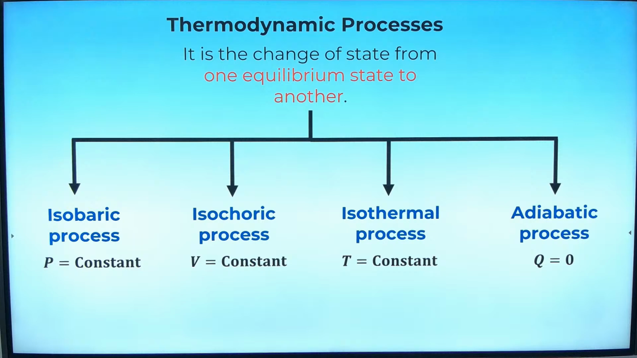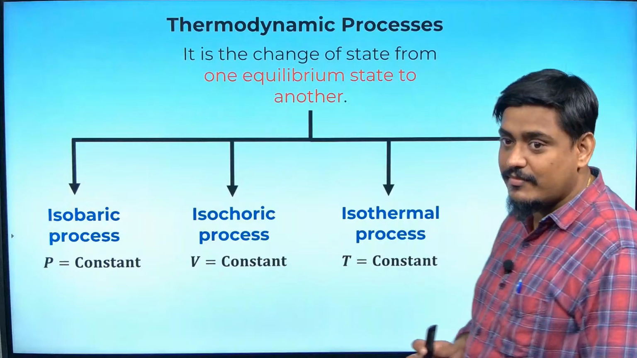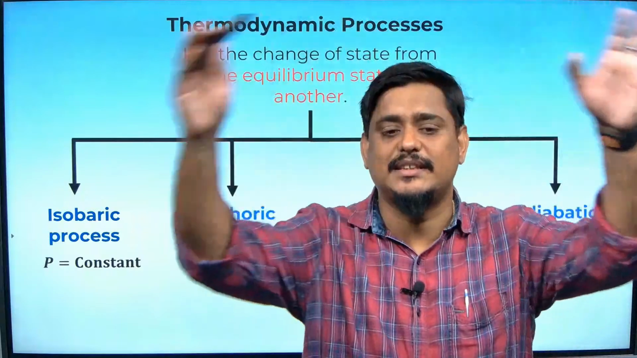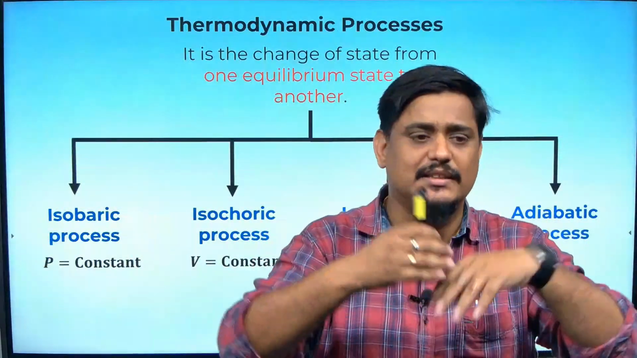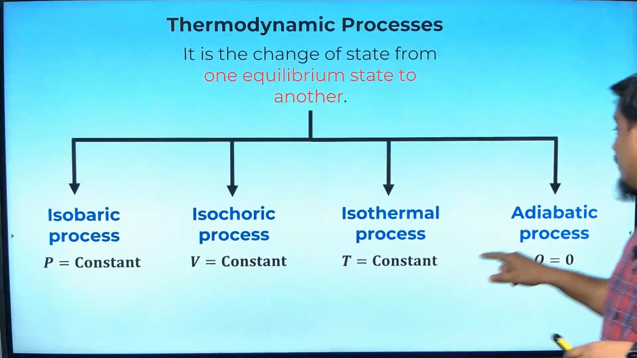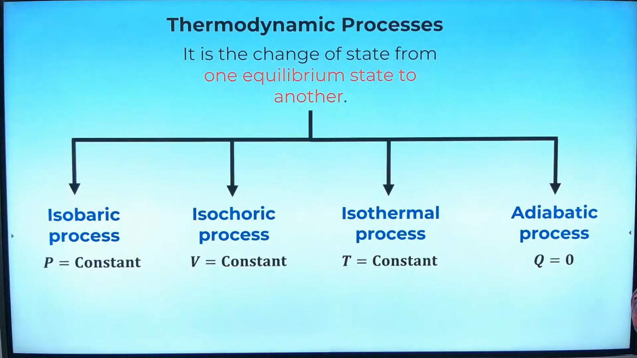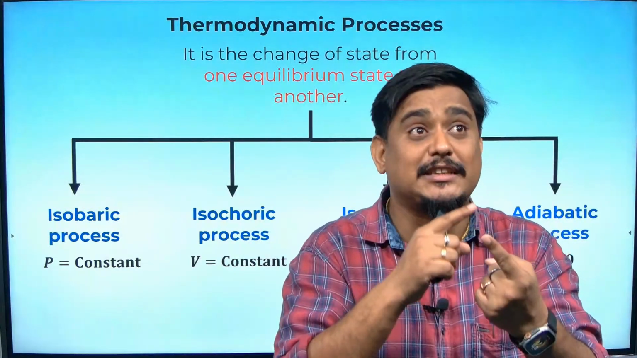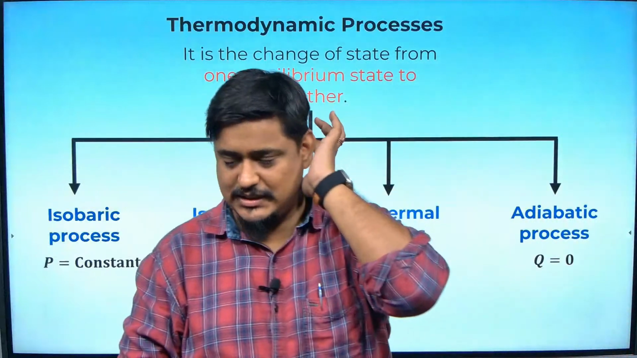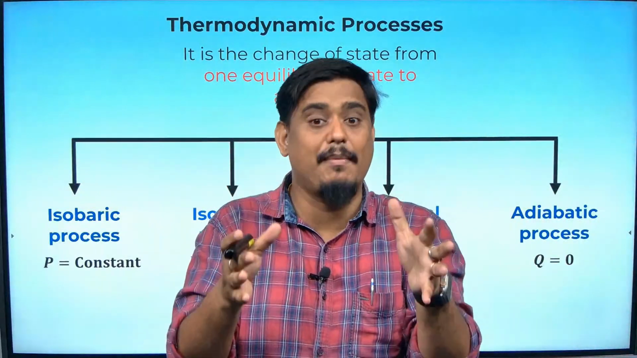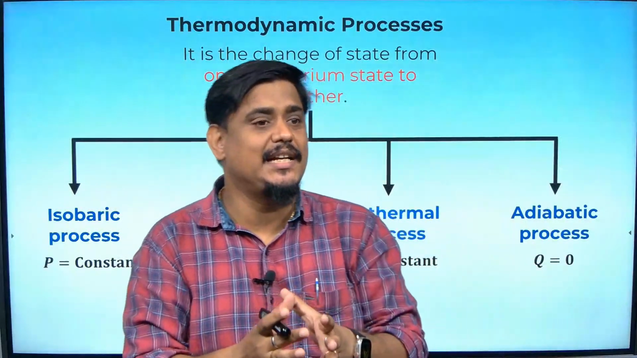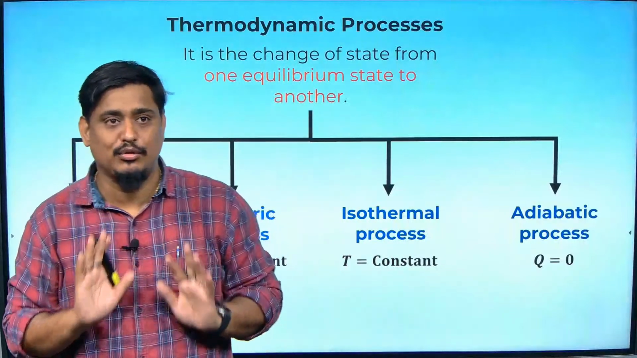And finally, adiabatic, where heat is 0. That means there should be no exchange between system and surrounding. Heat must not exchange between system and surrounding. So again the question may come, what are the conditions for a process to be adiabatic? Opposite of what you learned in the previous thing. First thing, the walls must be adiabatic, that is, no exchange of heat should be allowed between system and surrounding. And second is, the process must be fast, not very slow.